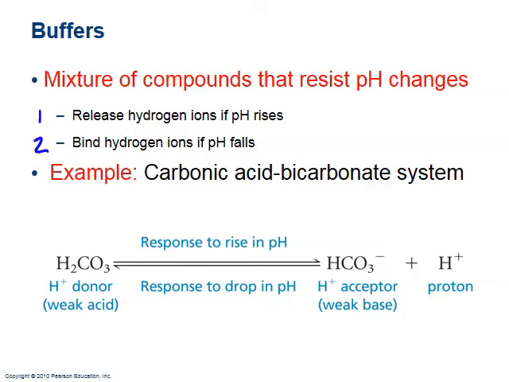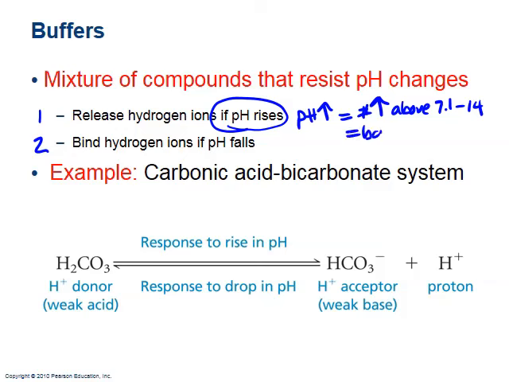We need to look at two different reactions that can occur. I just want to go over this briefly. I just want you to know the name and the definition. We will talk about this in much greater detail in 201 and 202. So if the pH rises, so think of pH rises, that means the number is high, right? So above 7.1 to 14. If the pH is between 7.1 and 14, we call this basic. What does basic mean?